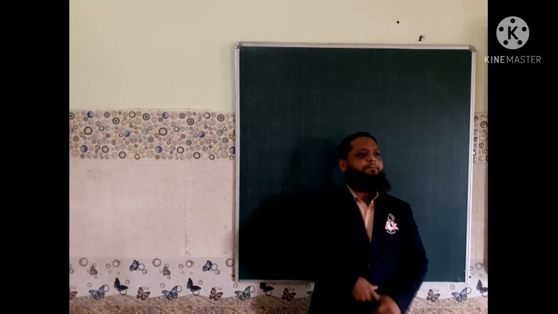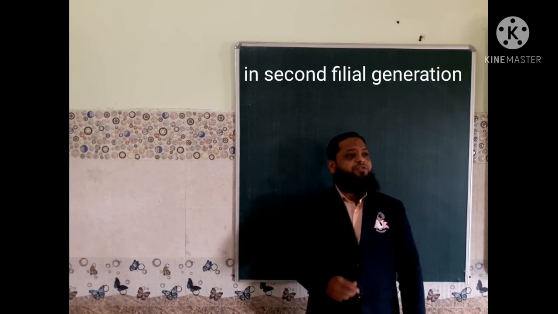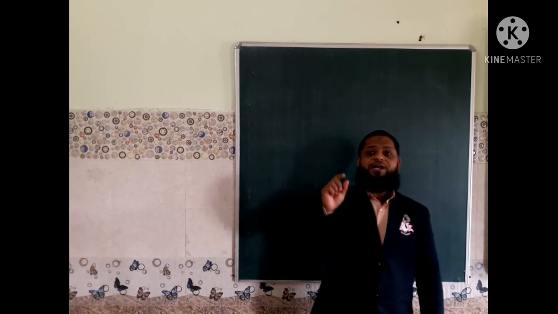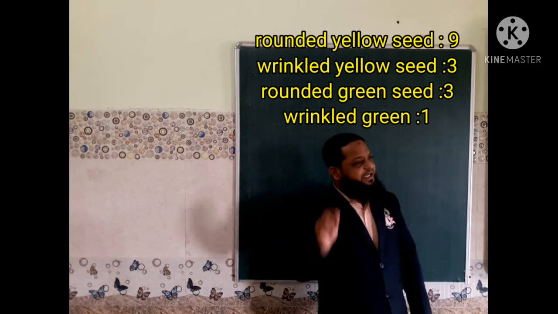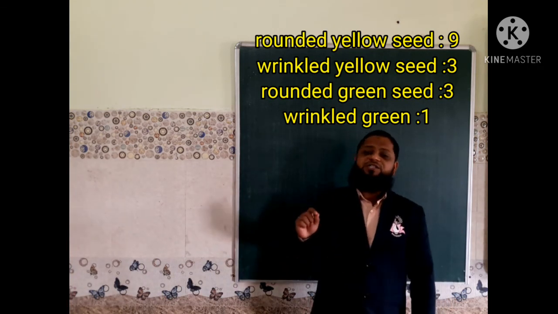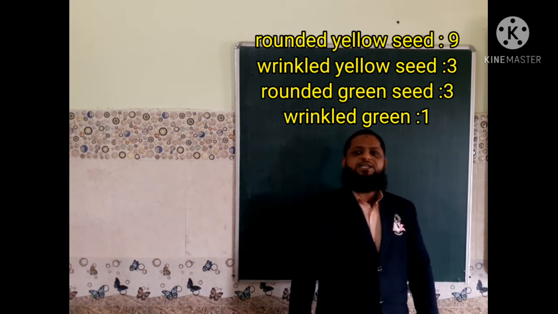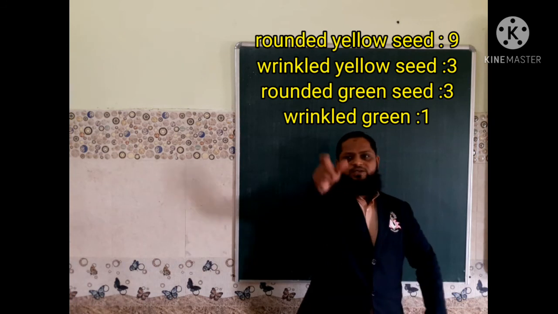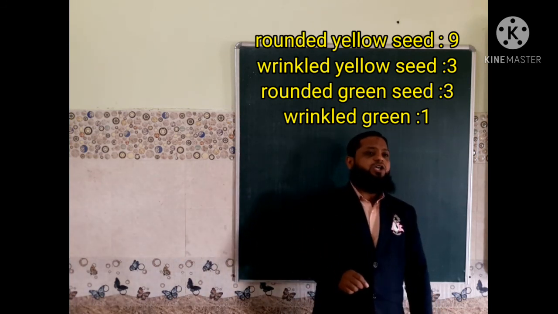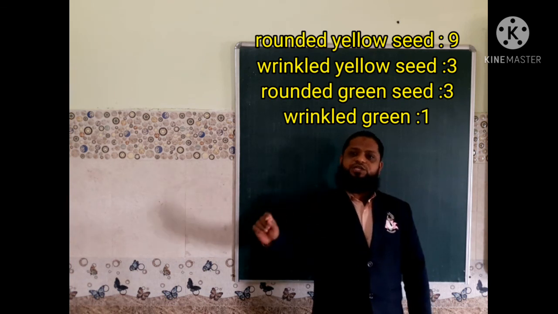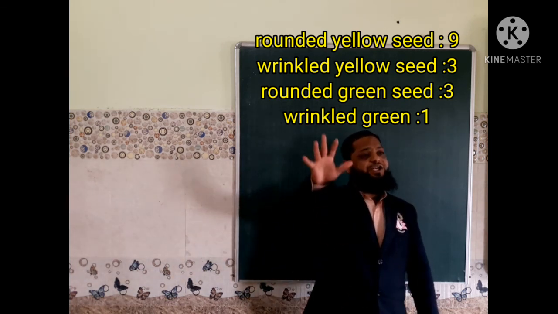But children, Mendel found that in the second filial generation, 9 seeds are round yellow, 3 seeds are wrinkled yellow, 3 seeds are round green, and 1 seed is wrinkled green. On the basis of this result, the phenotypic ratio is 9:3:3:1. This is all about the dihybrid cross.